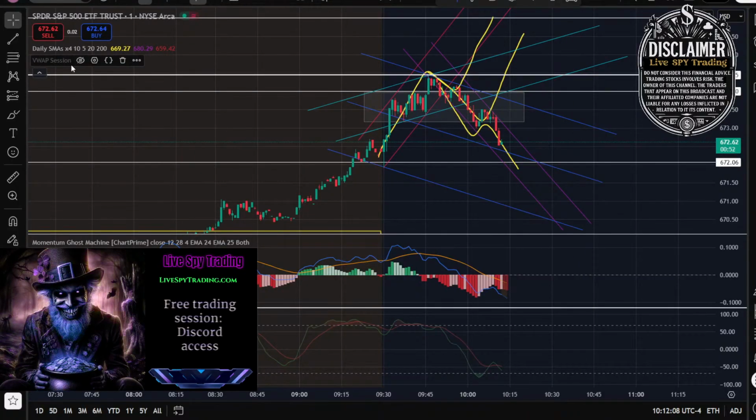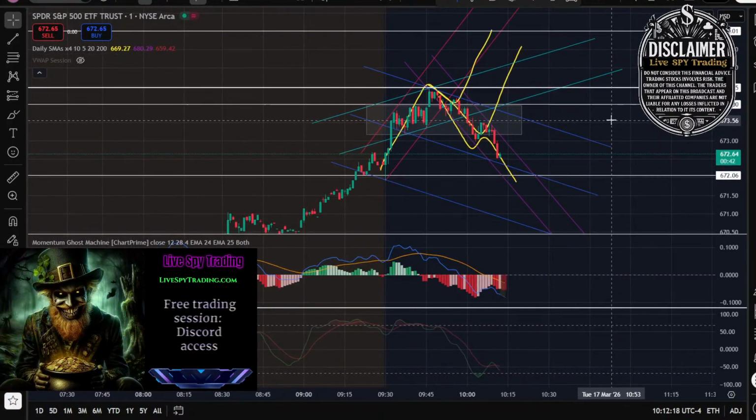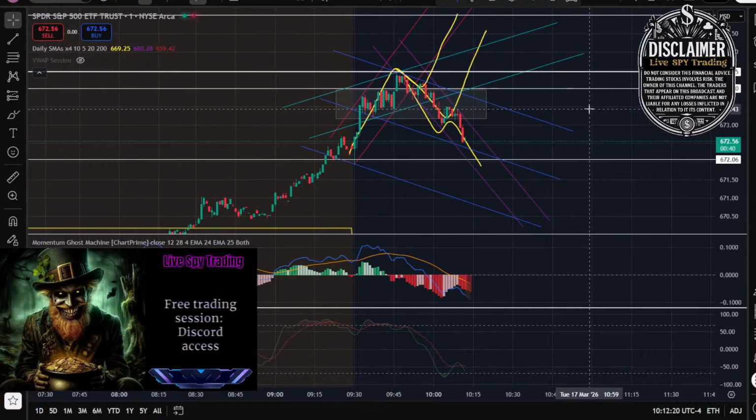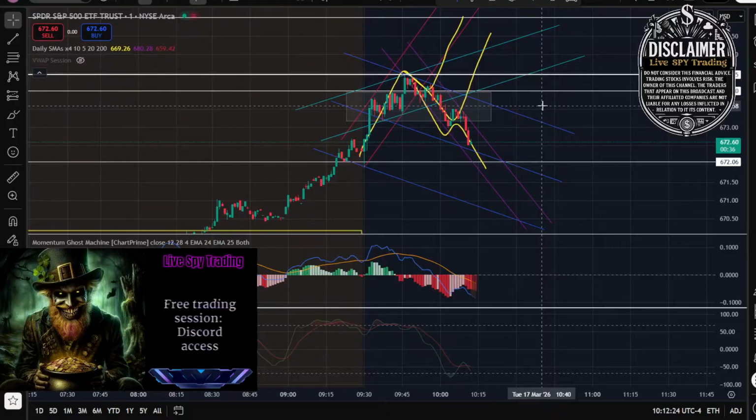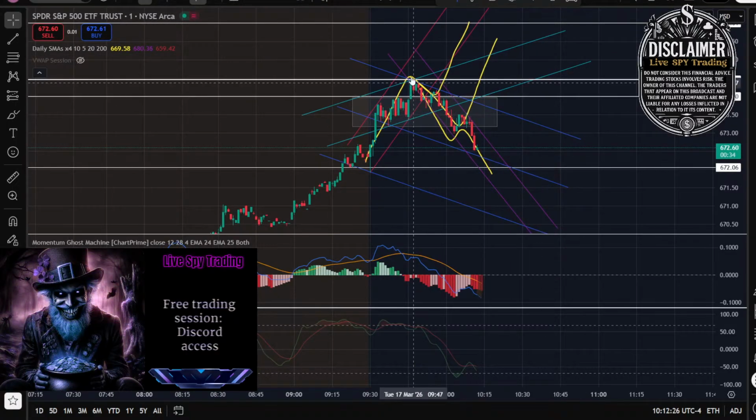I didn't need VWAP to know that if we get below this, break and retest, if this pattern here forms, I didn't need VWAP to know that. That's why, and I don't want to add too much on the screen. We just need the price to tell us what's going to happen. We only had 3 options from this point here. There's only 3.